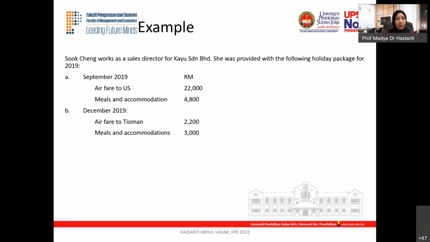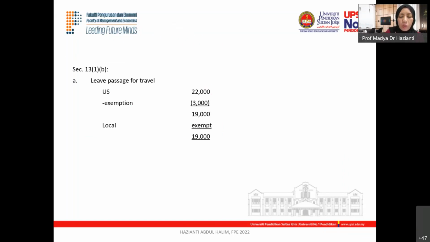Okay, example. So Cheng works as sales director for Kayu Senjaran Berhad. She was provided with the following holiday package for 2019. Okay. Fare to US 22,000. Company bayar. Meals and accommodation 4,800. So December 2019, fare to Tioman 2,002. Meals and accommodation 3,000. Okay, macam mana kita nak kira? Same year tapi ada 2 jenis travelling, satu overseas, satu local.